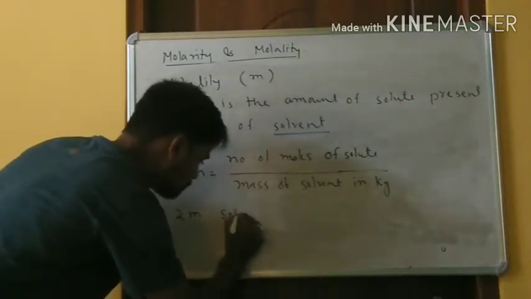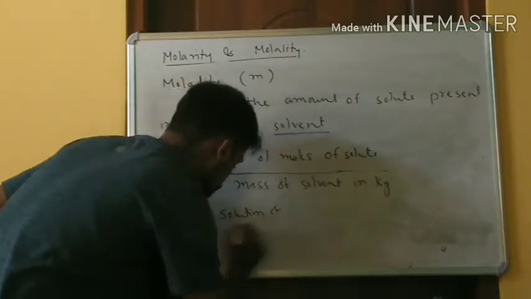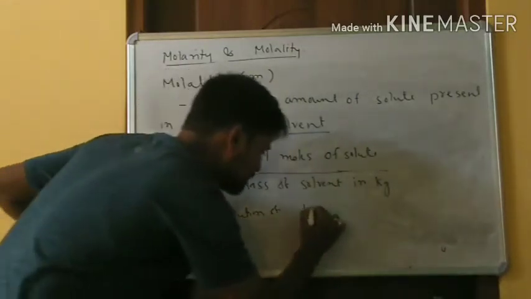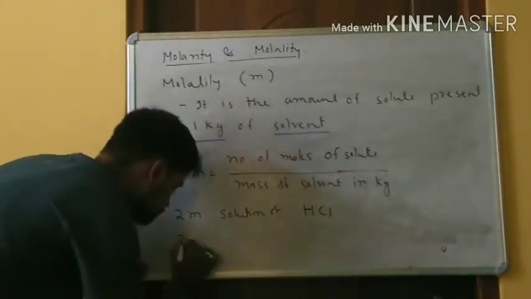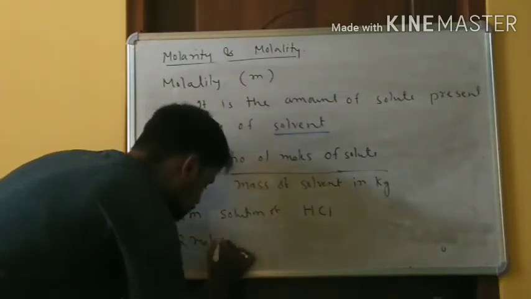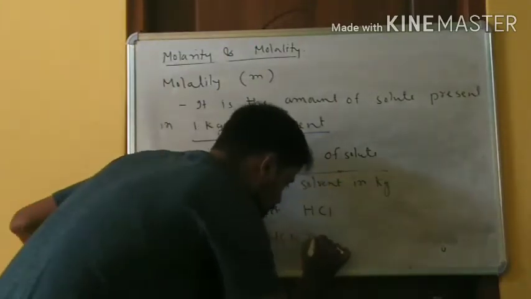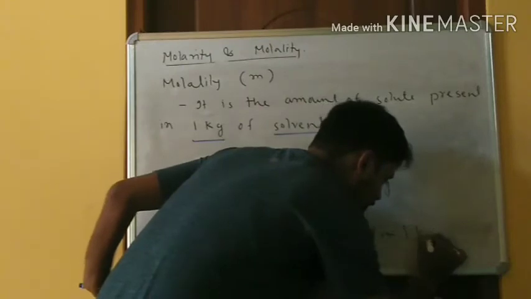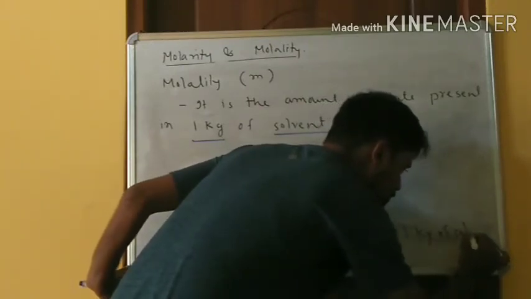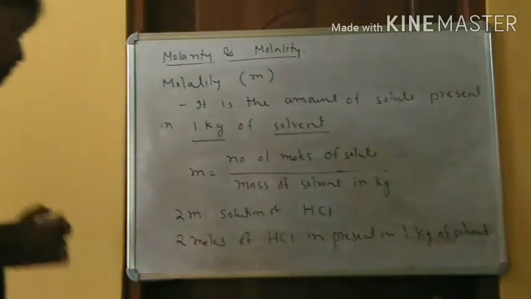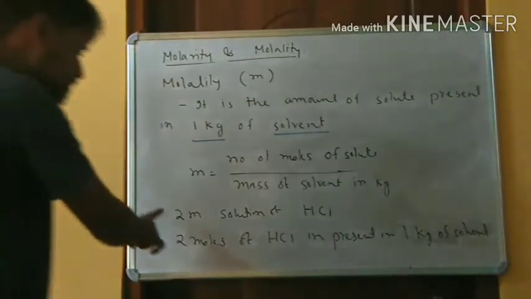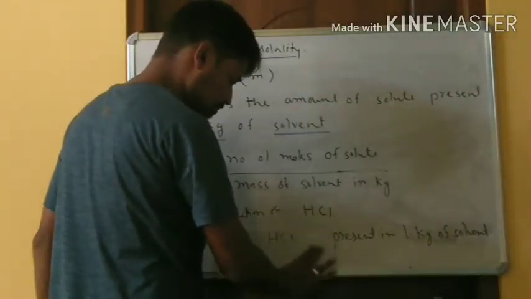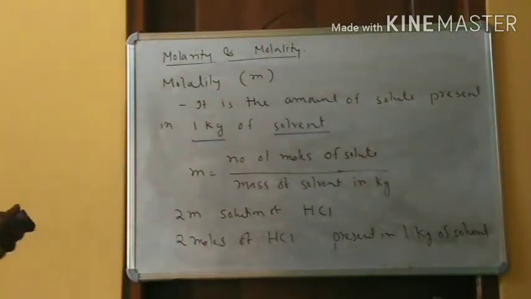If you see a 2m solution of HCl, it means 2 moles of HCl is present in 1 kg of solvent, not solution. 2m HCl represents 2 moles of HCl present in 1 kg of solvent.